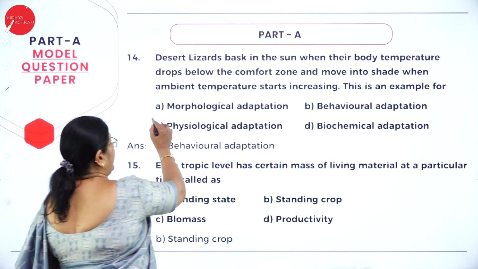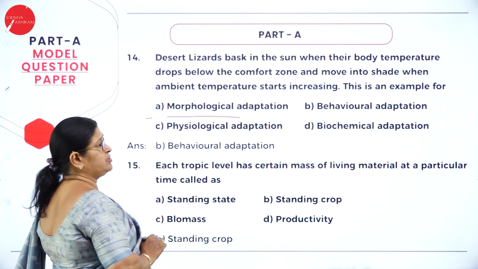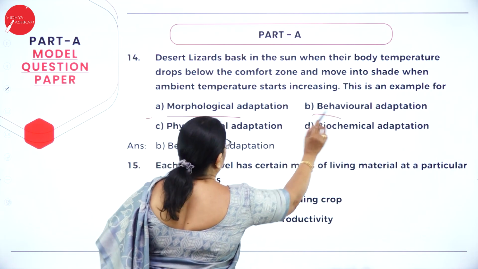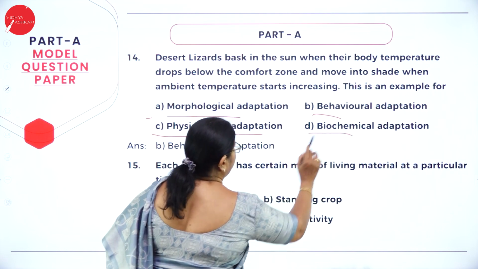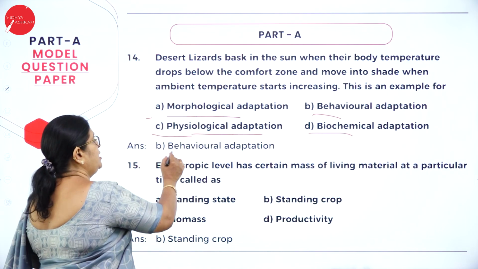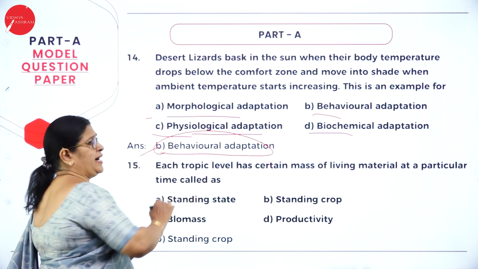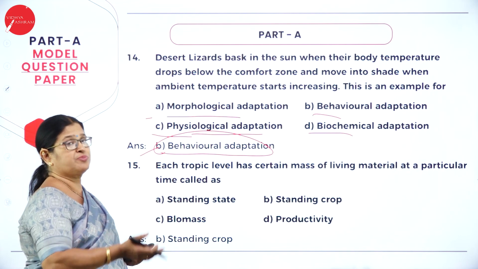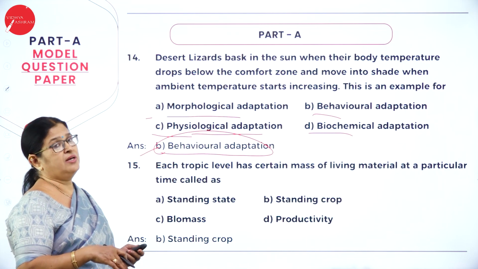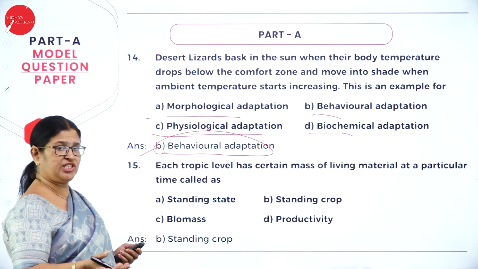Is it option A, morphological adaptation, or B, behavioral adaptation, or C, physiological adaptation, or biochemical adaptation? It is obviously called behavioral adaptation. So it starts changing its behavior. When it is cold, it basks in the sun, and when it is very hot, it goes into the shade.